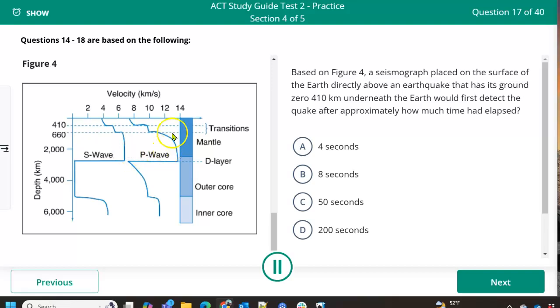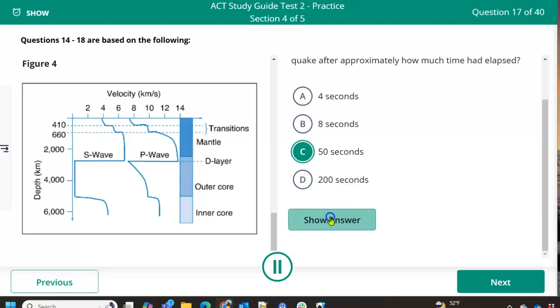So if a P wave is moving, and we're going to say 410 kilometers under the Earth, it's moving at about 8 kilometers per second. So to reach the surface, 410 kilometers at 8 kilometers per second is going to be about 50 seconds.